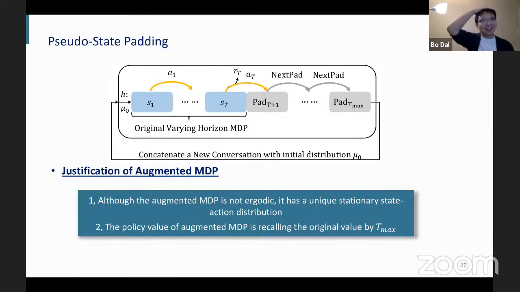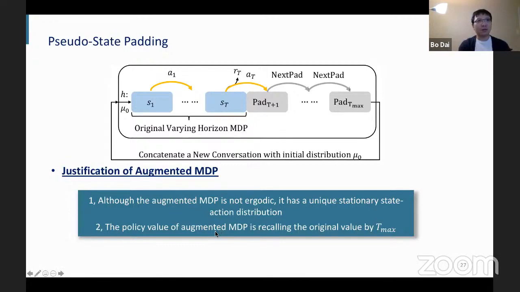After this padding, the very natural question is whether this padding is valid, which means whether our DICE is applicable after this padding. That's one question. Another is whether the original policy value on the varying horizon MDP can be recovered from executing the policy evaluation on this augmented MDP. That's the second question.